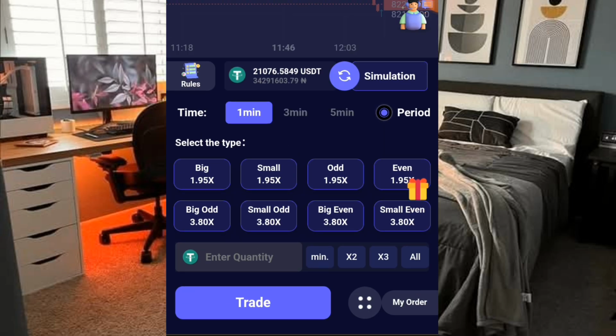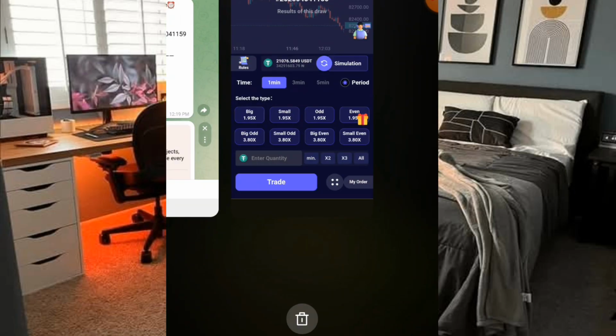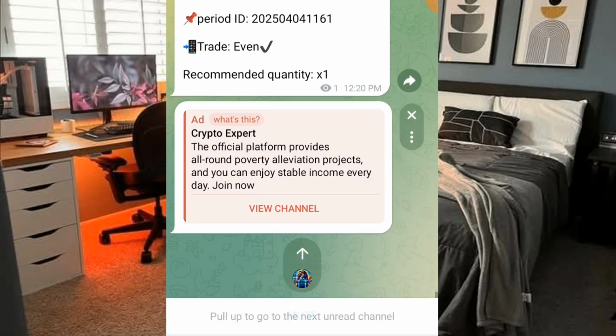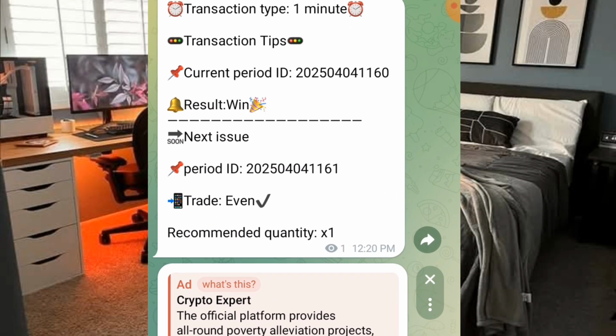Let's see if this is also a win. If it's a loss, we're going to double that amount. If it's a win, we continue to trade with that same amount, 2.9. If it's a loss, we trade 6.1. So let's see. Oh, alright, this trade was also a win.